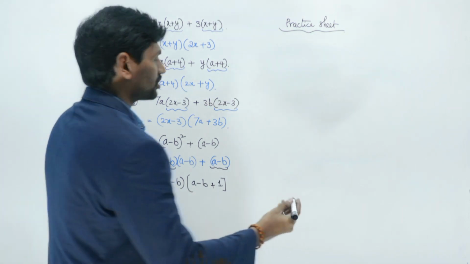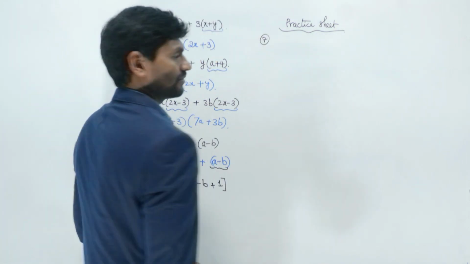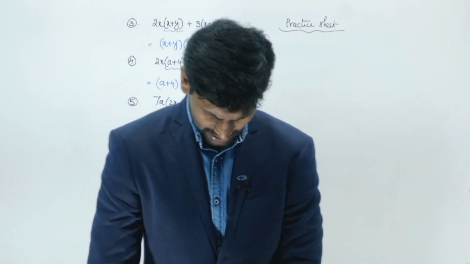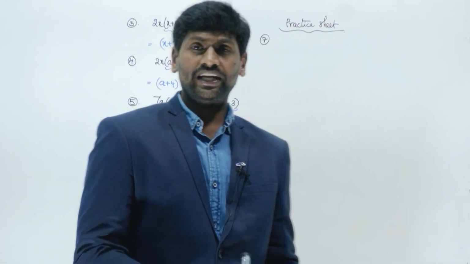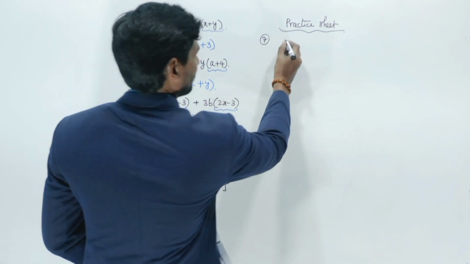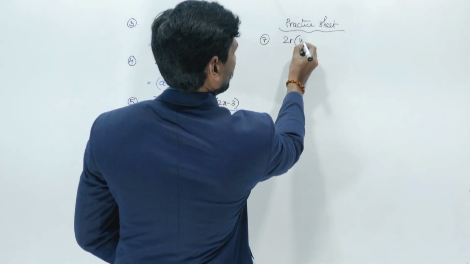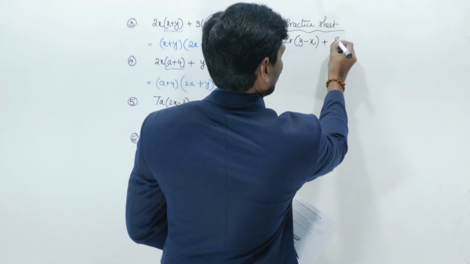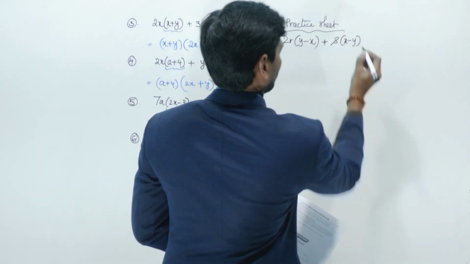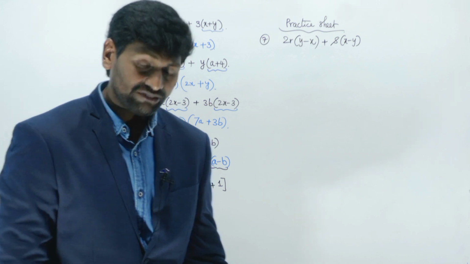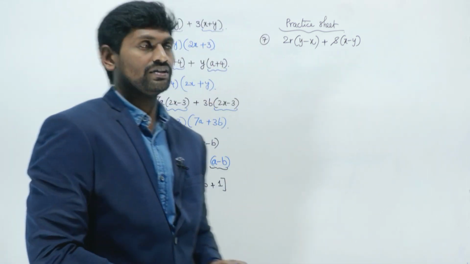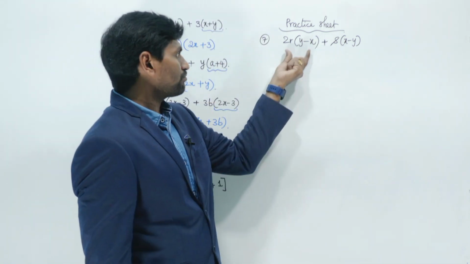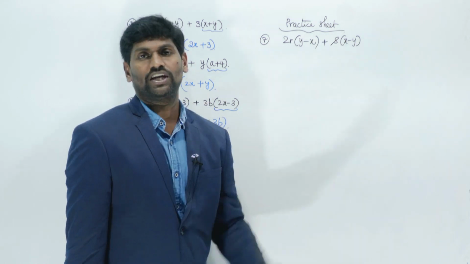Now, let us go to problem number 7. The problem is 2r into (y minus x) plus s into (x minus y). Just identify the common factors first. Now observe the bracket terms, y minus x and x minus y.